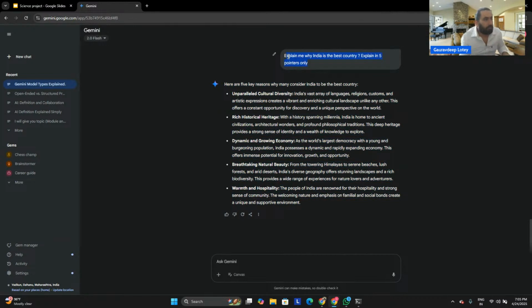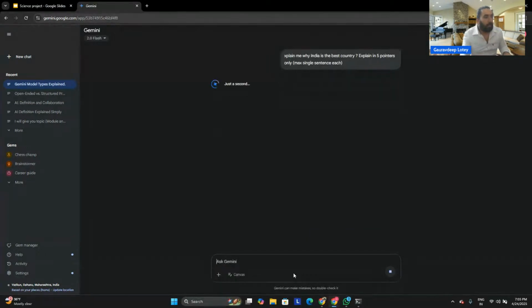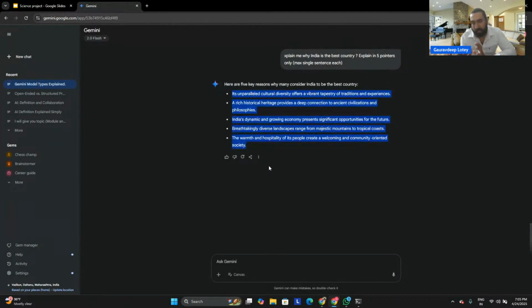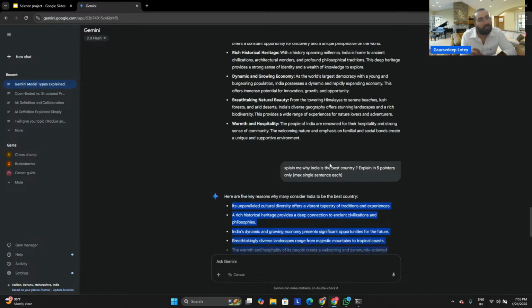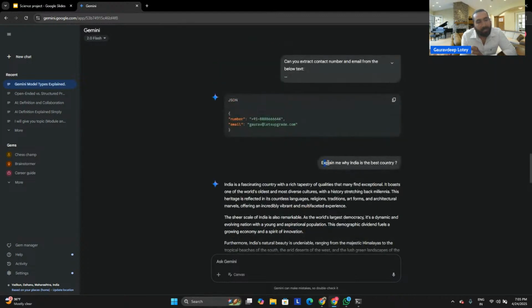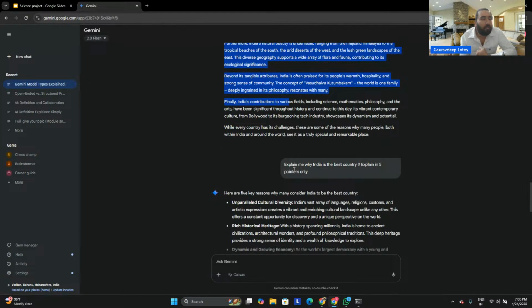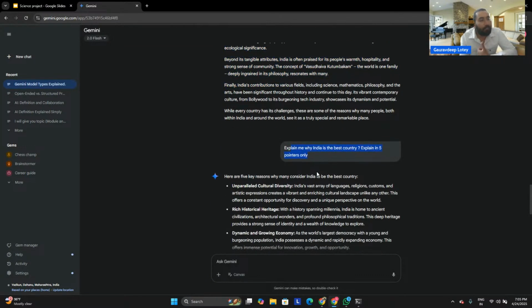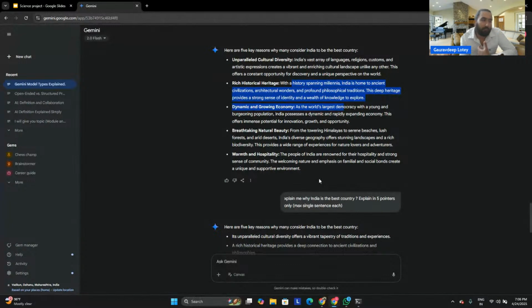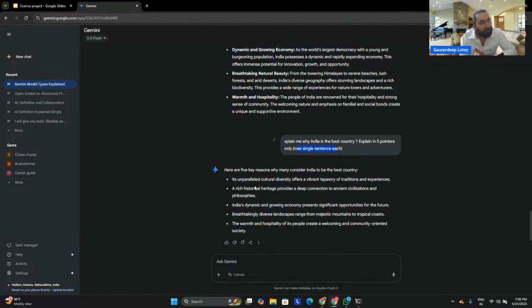I can go further. Max single sentence each, and then try to consolidate more around it, right? So this is something which I'm looking for. And the thought that I wanted to give you, that prompt engineering can be a more iterative process, is something like this. Explain to me why India is the best country. I realize that this output has to be driven more into my touch, which is where I added pointers only. I realized the pointers are again pretty lengthy for me, which is where max single sentence each does the work.